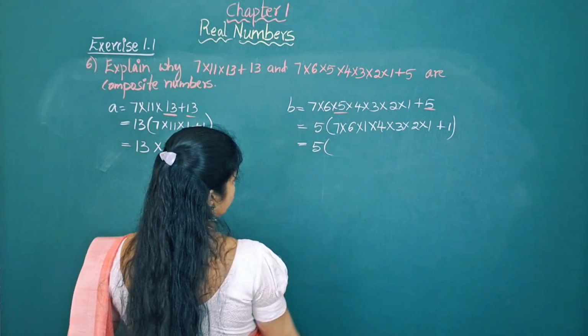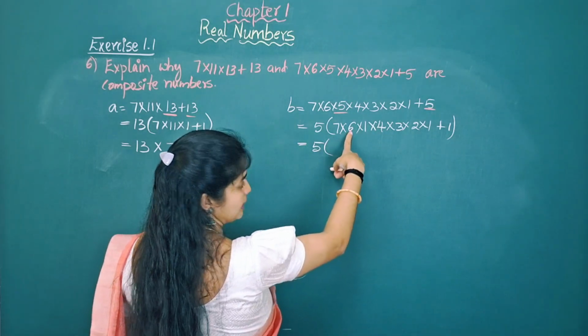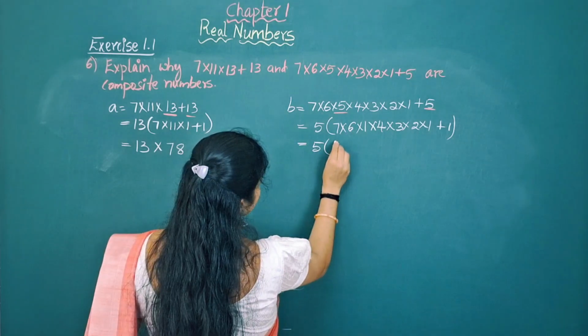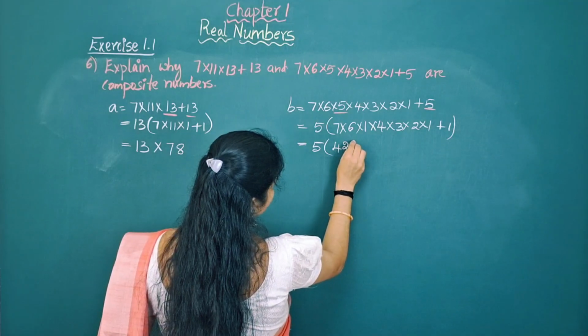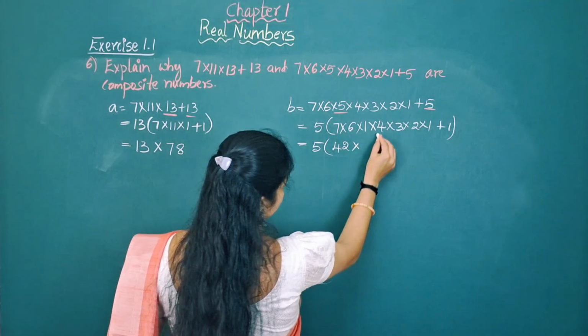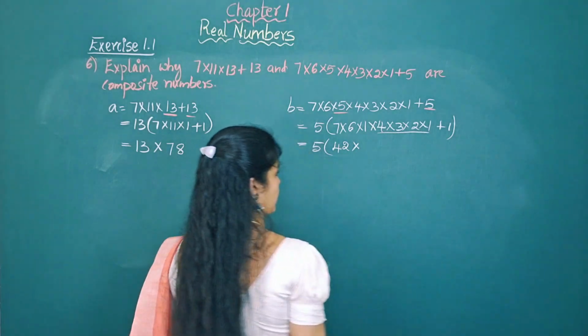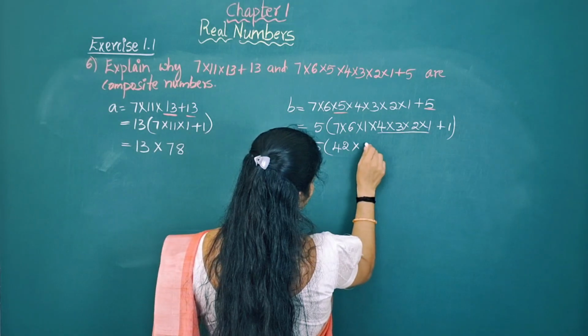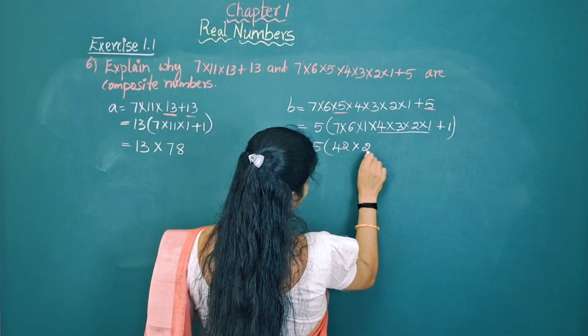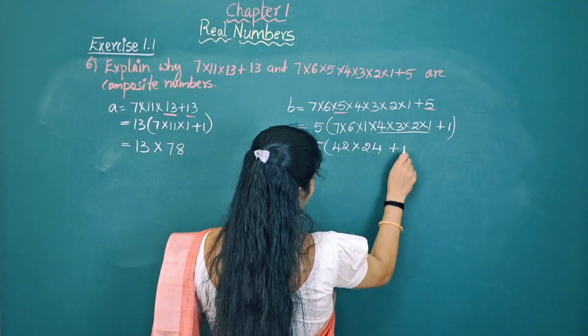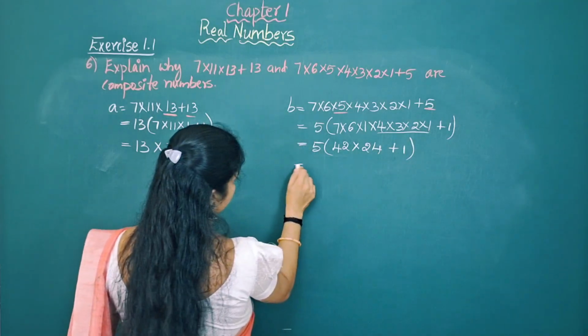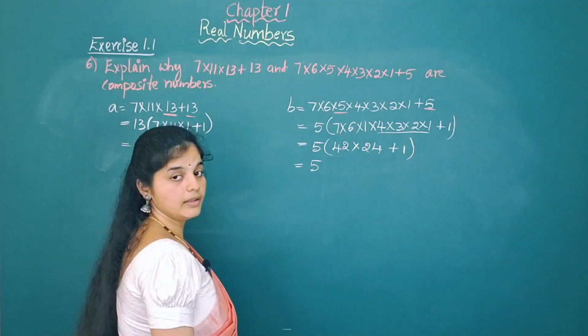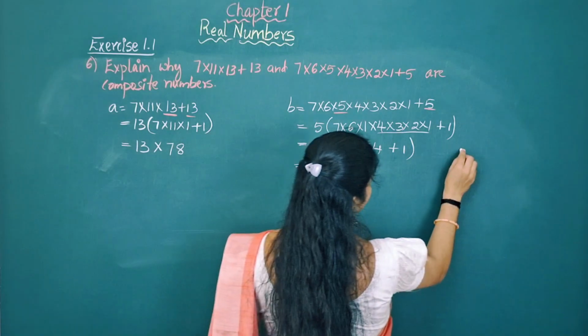5 into 7 into 6, 42, into 1 is 42. Then into 4 into 3 into 2 into 1. 4 3s are 12, 12 into 2, 24, plus 1. So this is equal to 5 into 42 into 24.